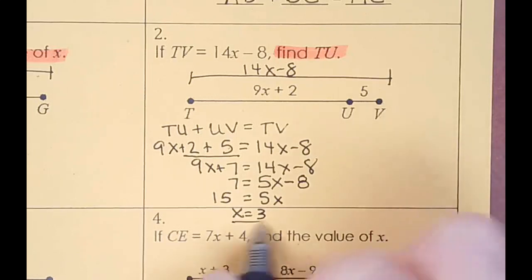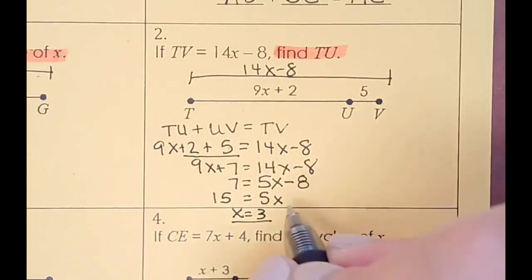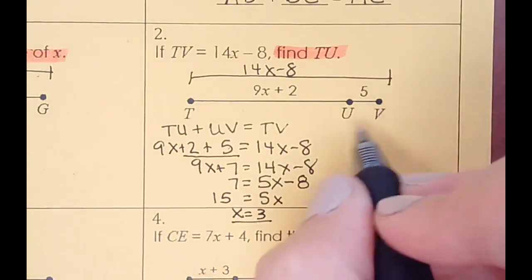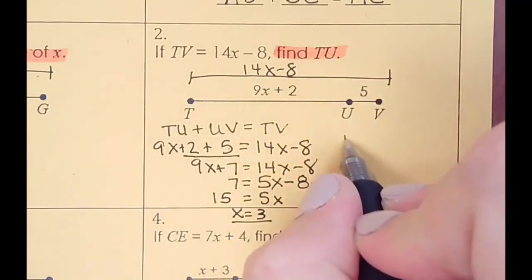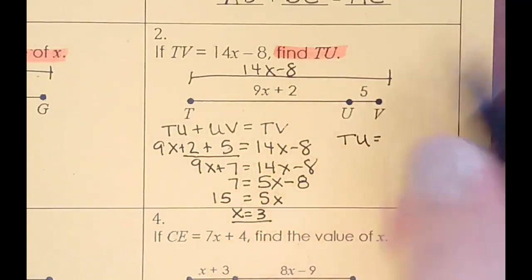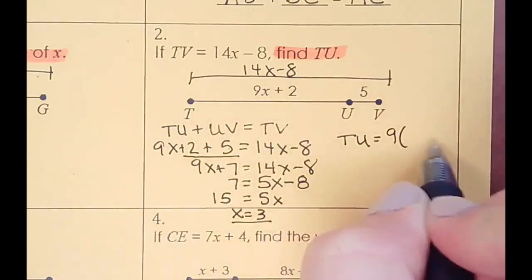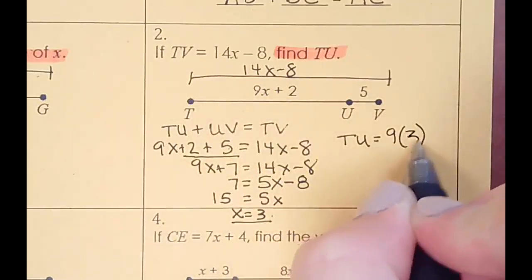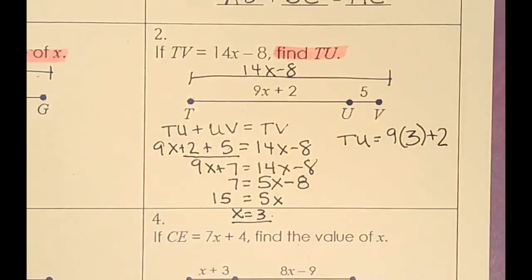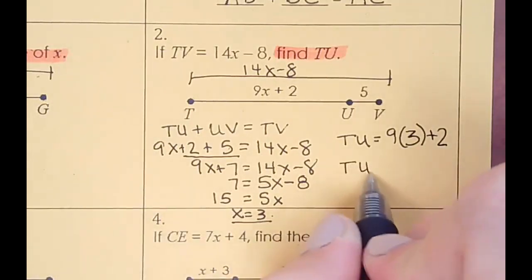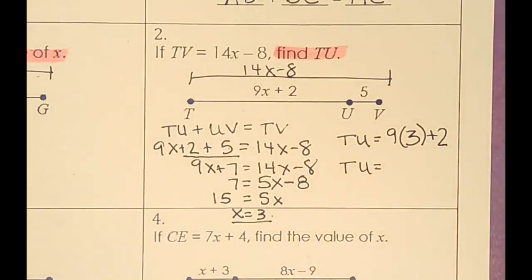Now, that wasn't really what I needed. What I needed is to find TU. So I'm going to use that to find TU. Here's TU, so I'm going to plug in 9 times X. Well, I just found out that X is 3, plus 2. So TU equals 9 times 3 is 27, plus 2 is 29.